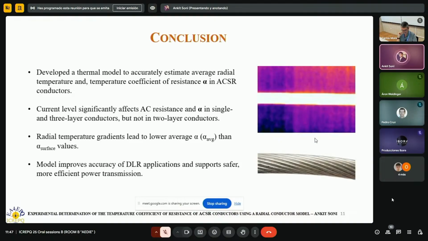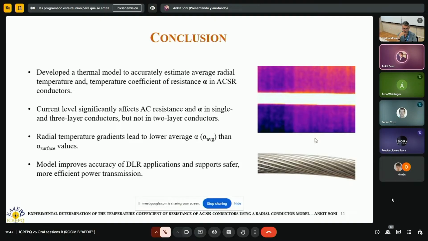Develop the thermal model to accurately estimate average radial temperature. So the model that we have done is more accurate for getting a more accurate value of the resistance, and subsequently having a more accurate dynamic line rating model.